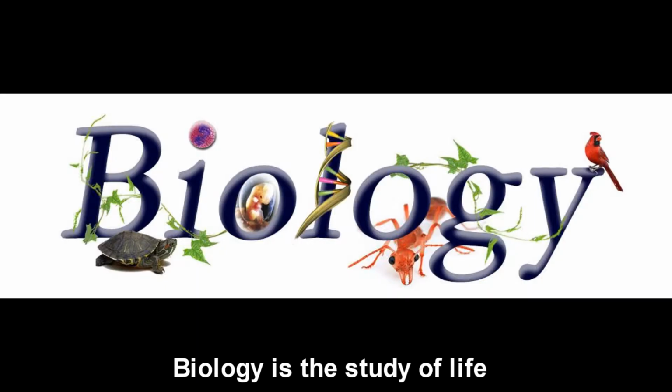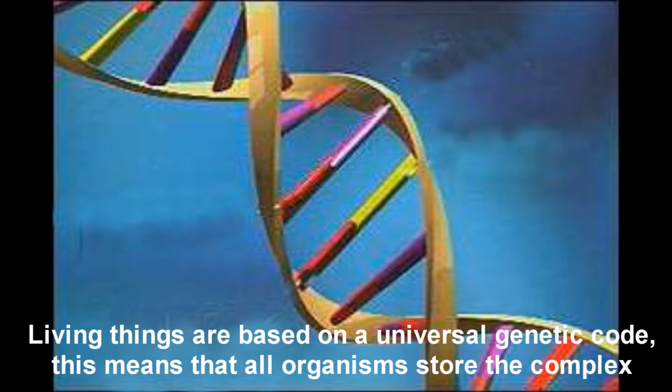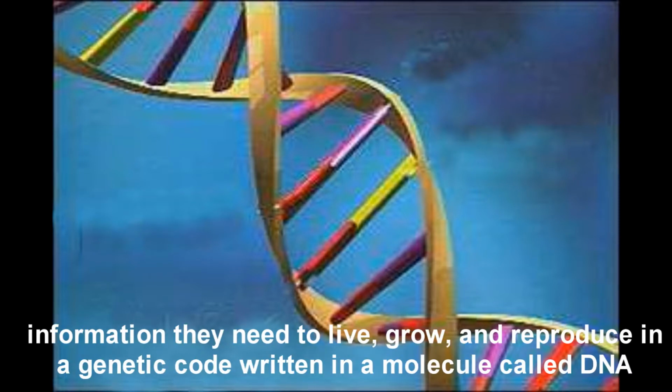Biology is the study of life. We can list characteristics that most living things have in common. Living things are based on a universal genetic code. This means that all organisms store the complex information they need to live, grow, and reproduce in a genetic code written in a molecule called DNA.